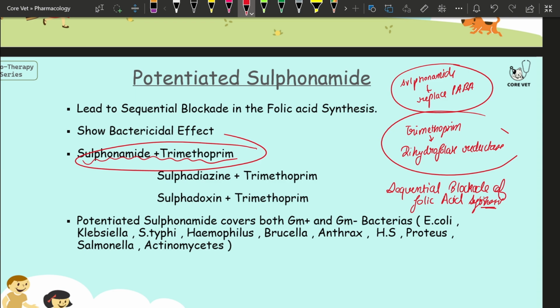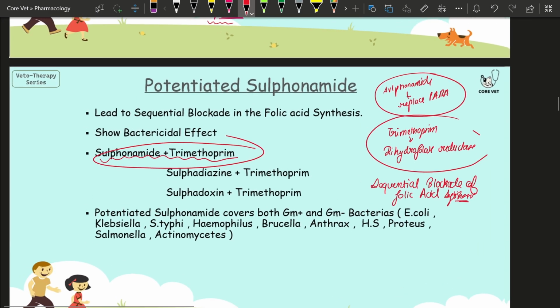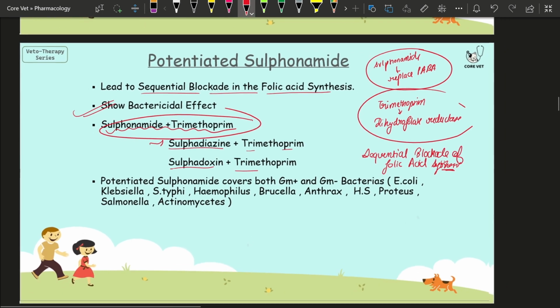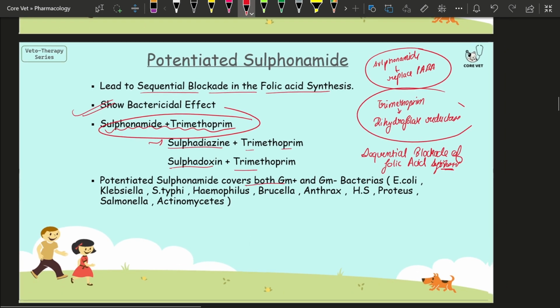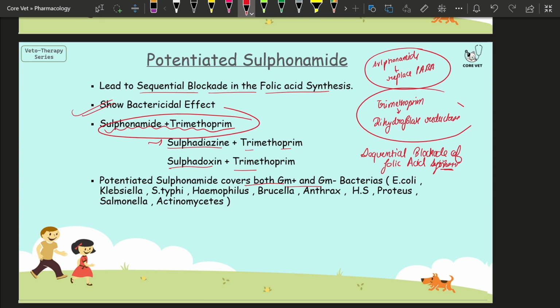So you should remember why potentiated sulfonamides are generally used, because they lead to the sequential blockade of the folic acid synthesis, right? And show a bactericidal effect. Examples of potentiated sulfonamides are sulfadiazine along with trimethoprim, and sulfadoxine along with trimethoprim. The potentiated sulfonamide covers both gram positive and gram negative bacteria. I had mentioned that earlier also while we were discussing the spectrum of the sulfonamide.